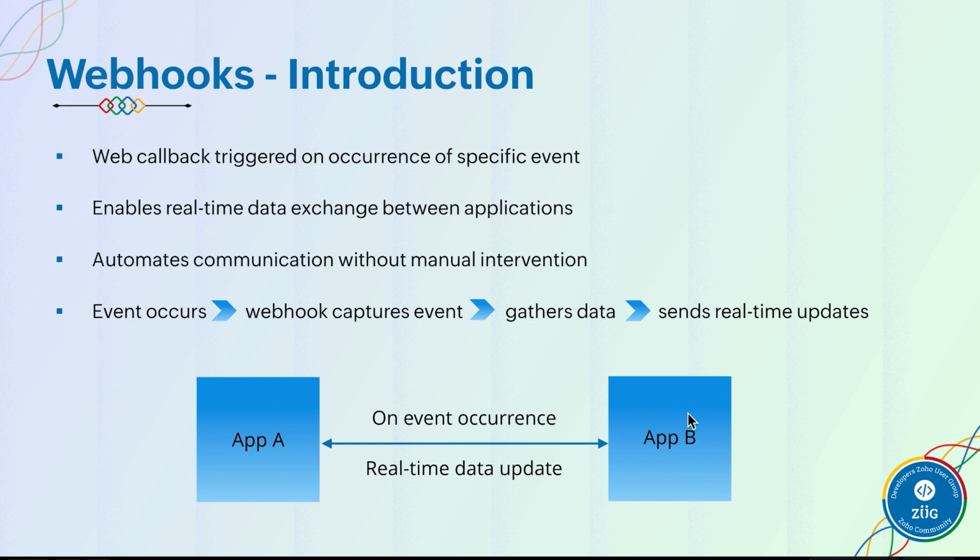At the same time, application B, which is going to receive this data, must also be capable of accepting and handling incoming webhook data in a supported format. So essentially, webhooks allow seamless real-time communication between applications triggered by specific events and are a powerful tool when building integrated extensions. So this gives you a quick overview of what webhooks are and how they work.